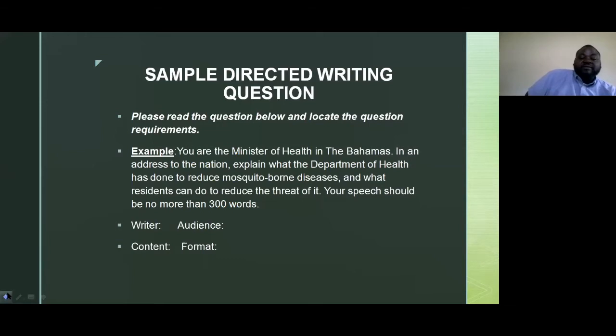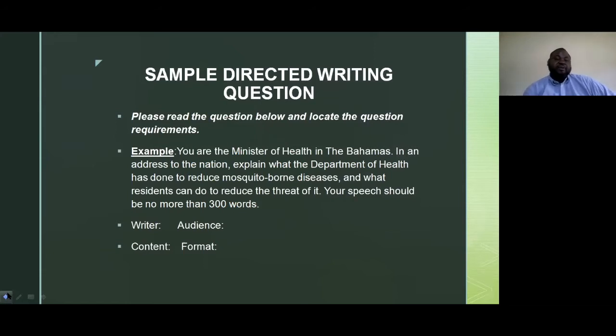And so, Minister of Health, talking to the nation about what your department has done and about what residents can do to reduce mosquito-borne illnesses, you have 300 words to do it. You must use a conversational tone, address the audience directly. You must be able to state your purpose for being there, introduce yourself.